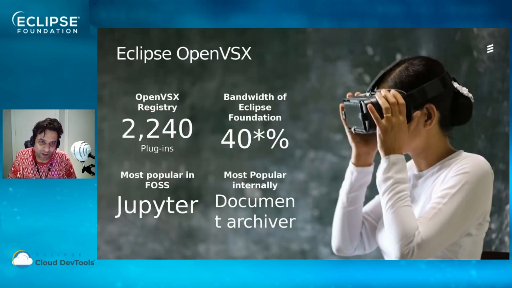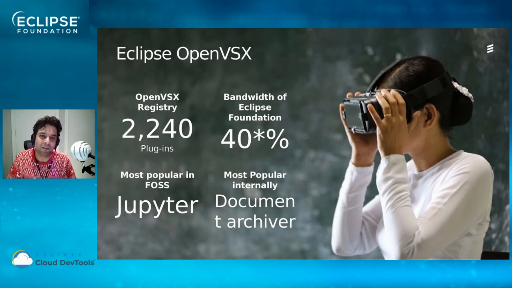So here are some fun facts. The OpenVSX registry has, as of last week, 2,200 plugins in it, or a little more. It takes a massive amount of the Eclipse Foundation bandwidth. And in open source, the most popular plugin is Jupyter. You may be thinking, why Jupyter? Remember those dependencies I was talking about earlier? Python depends on Jupyter. So because of that, you can install Jupyter for Jupyter, or you can install Python and get Jupyter. And internally, we have a demo VSX.